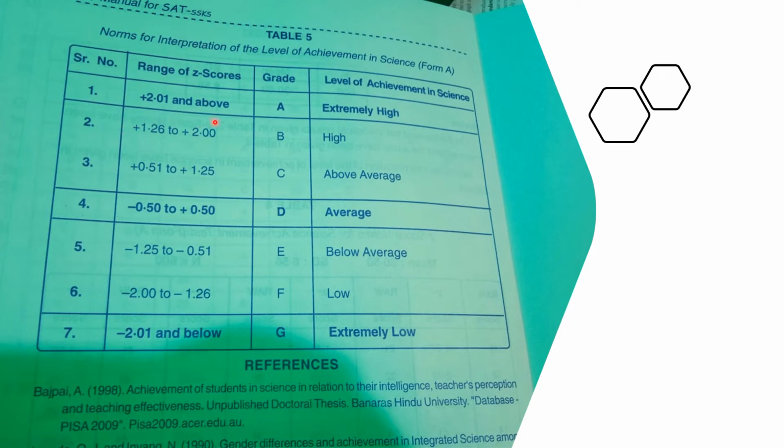Plus 2.01 and above will come in the extremely high. So if the student has scored above plus 2.01, that student's level of achievement will be extremely high. Or if the student is gaining minus 0.50 to plus 0.50, it will come under the average level of the achievement. So establishment of norms is important. We convert the raw scores into the derived score, and we can make the norm reference interpretation.